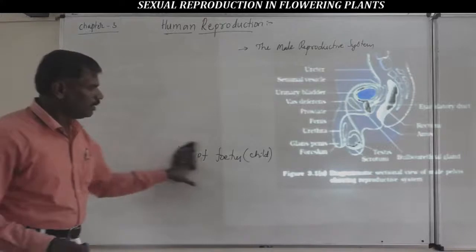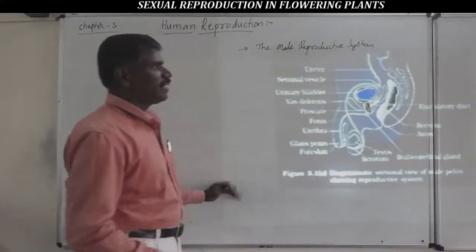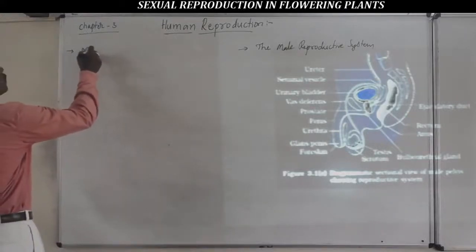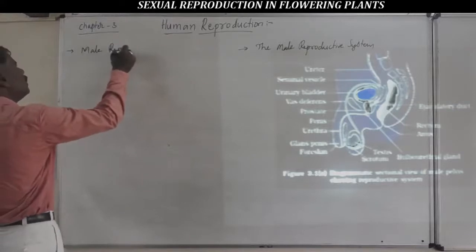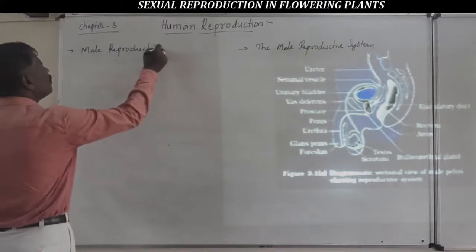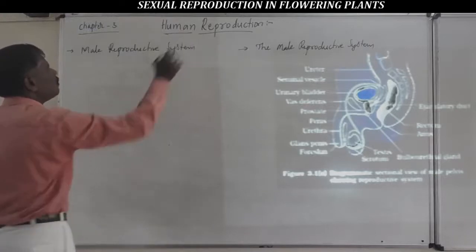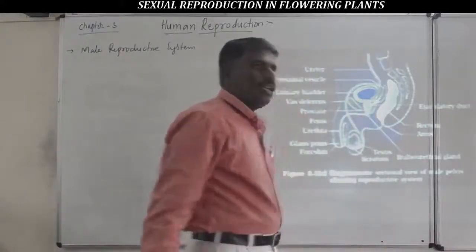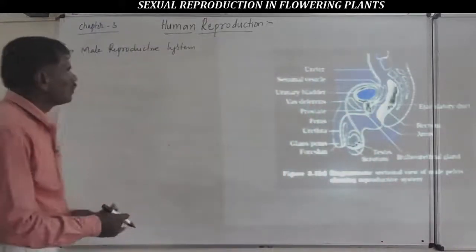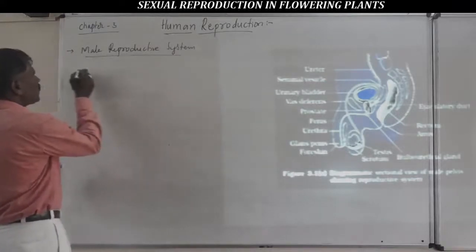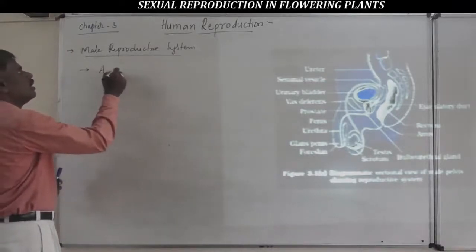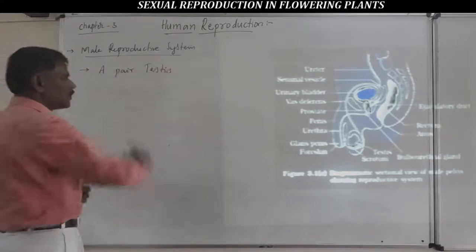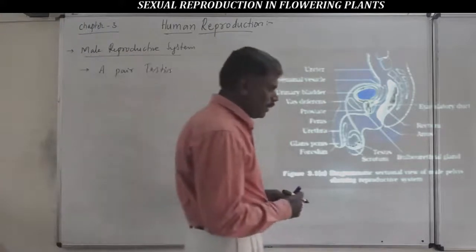So in this chapter we discussed the male reproductive system. The male reproductive system consists of a pair of testes.